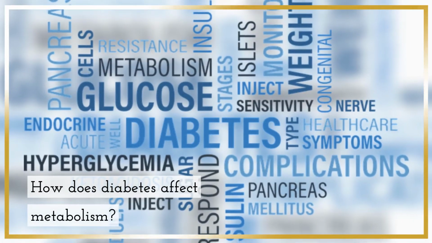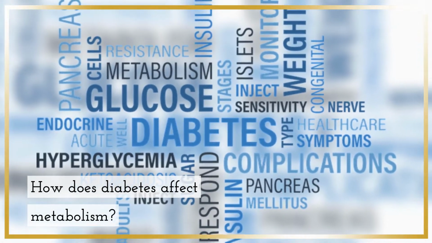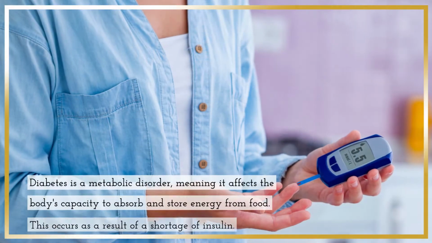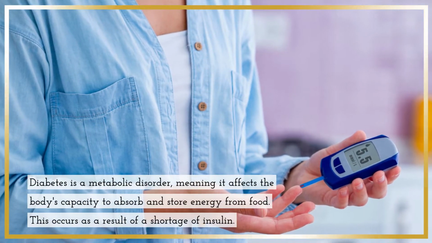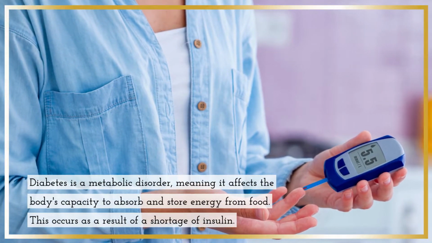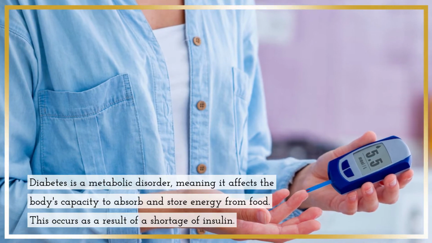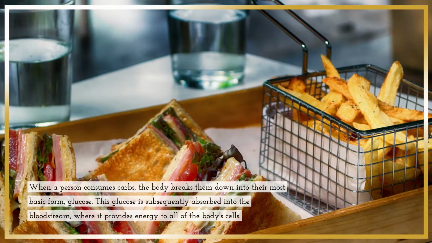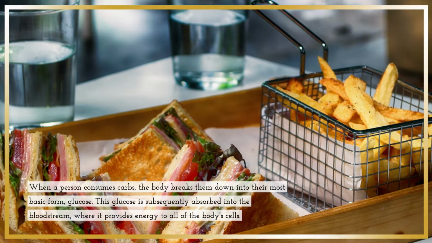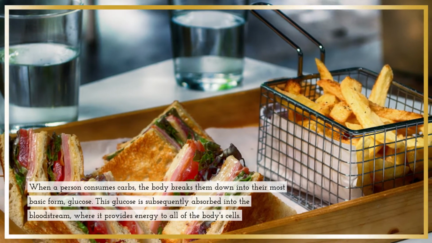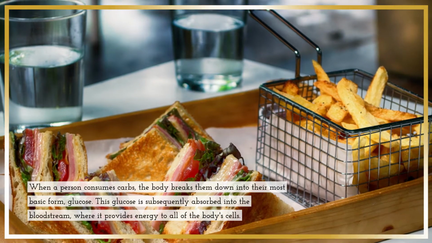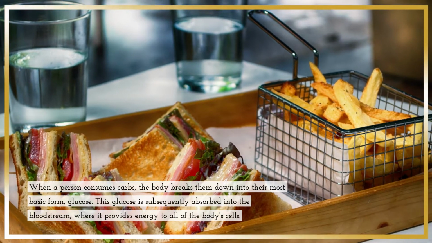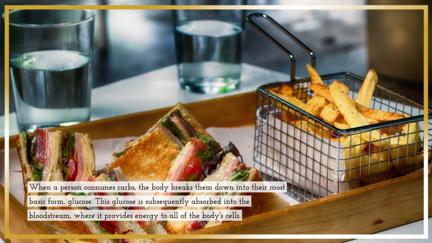How does diabetes affect metabolism? Diabetes is a metabolic disorder, meaning it affects the body's capacity to absorb and store energy from food. This occurs as a result of a shortage of insulin. When a person consumes carbs, the body breaks them down into their most basic form, glucose. This glucose is subsequently absorbed into the bloodstream, where it provides energy to all of the body's cells.